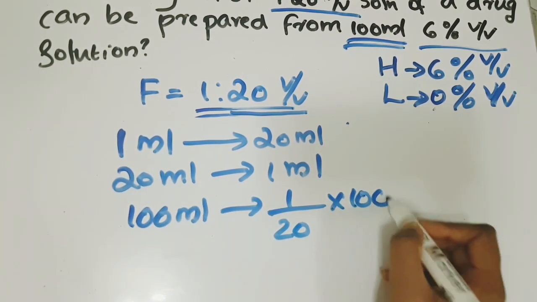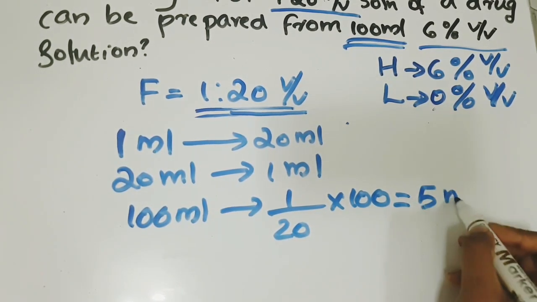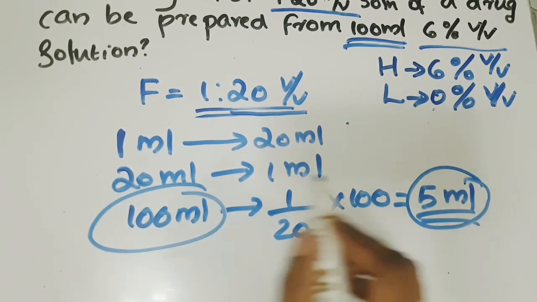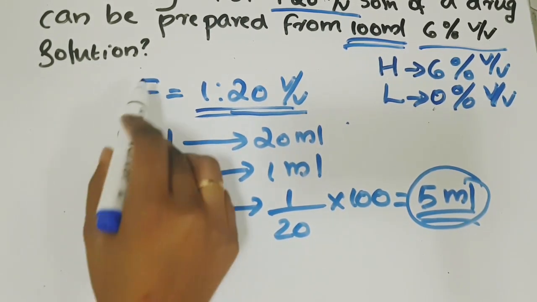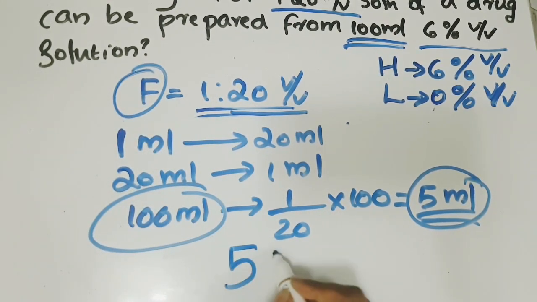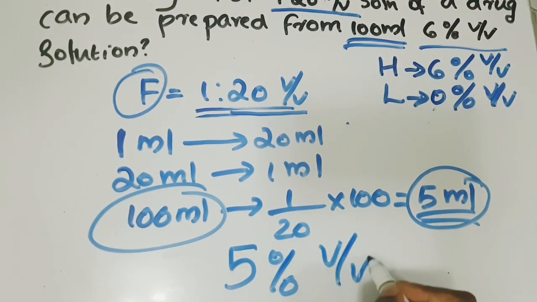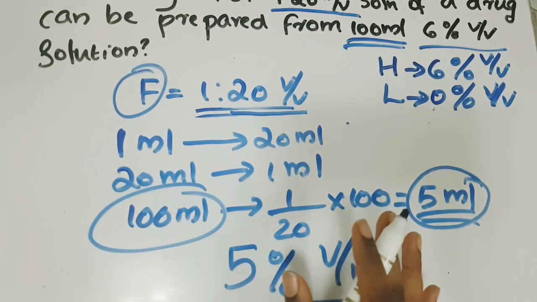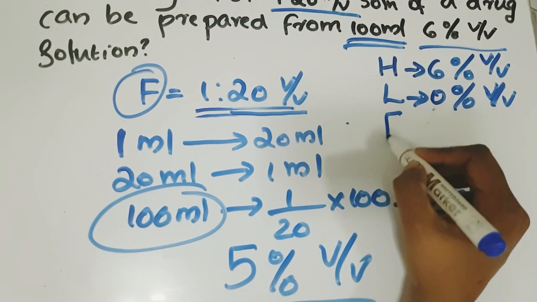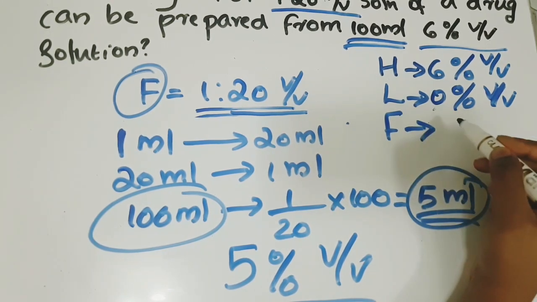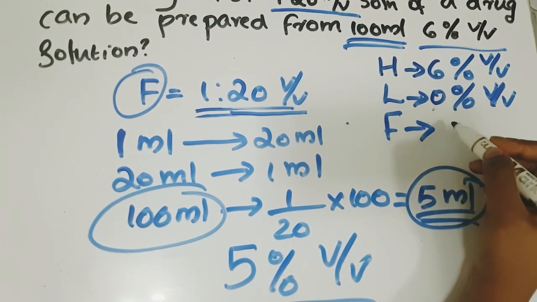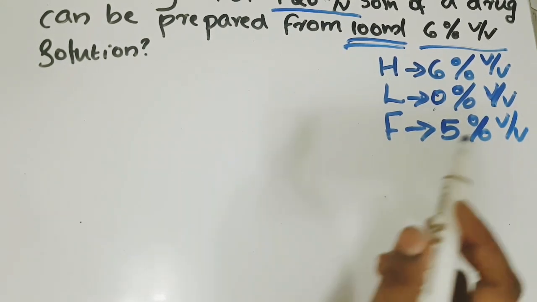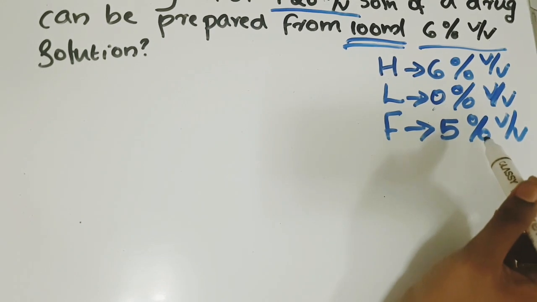Into 100 and the answer will be 5 ml. So in 100 ml solution, the quantity of drug is 5 ml. So the percentage strength of this final solution will be 5% volume by volume. Okay, so 5 ml dissolved in 100 ml of the solvent. So we have found out the strength of the desired or final concentration as 5% volume by volume. Now these three units are similar.